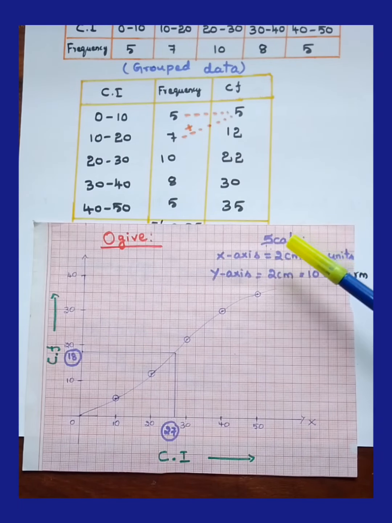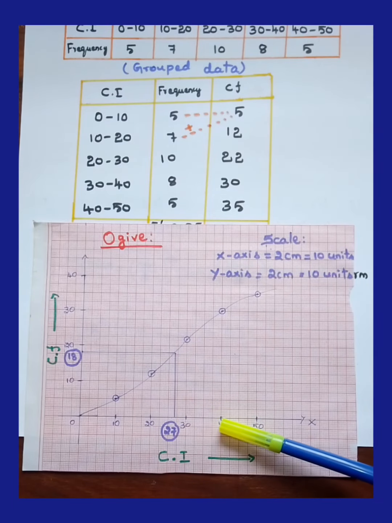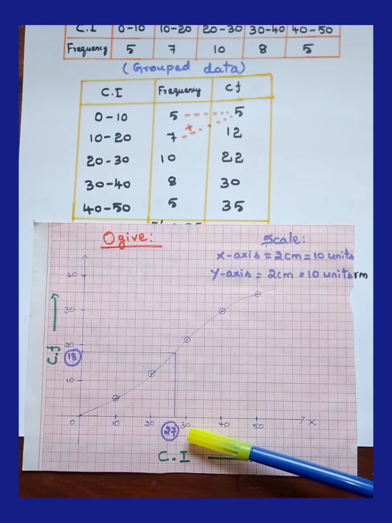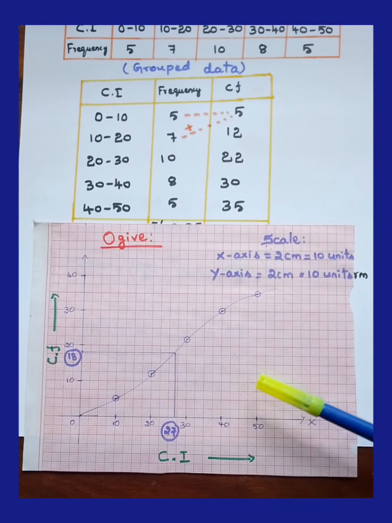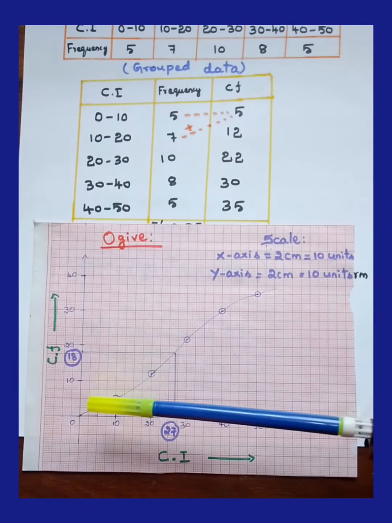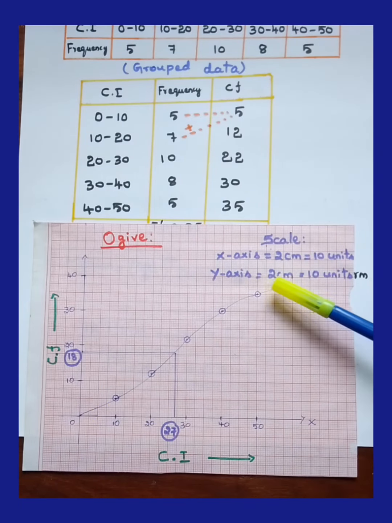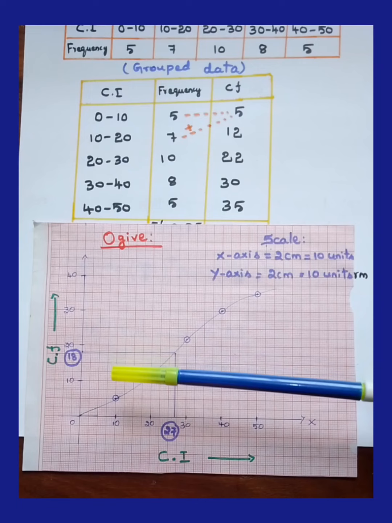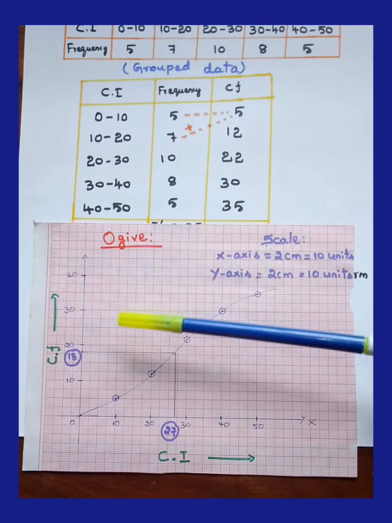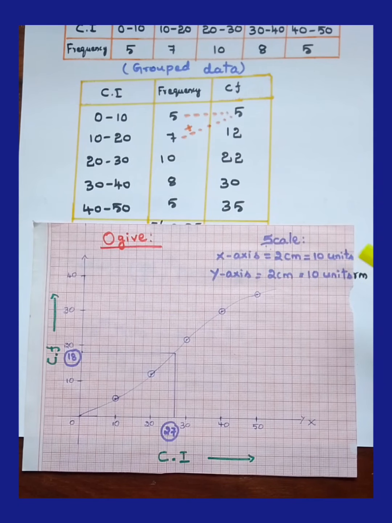Then the scale also you have to write. For the x-axis, 2 centimeter is equal to how much we have taken? You subtract 40 minus 30 is 10, 50 minus 40 is 10, so it is 10 units. Along the y-axis, 10, 20, 30, we have chosen 2 centimeter. So y-axis 2 centimeter is equal to how many units? 20 minus 10 is 10, 30 minus 20 is 10, 40 minus 30 is 10. So 10 units. That's how we write the scale.